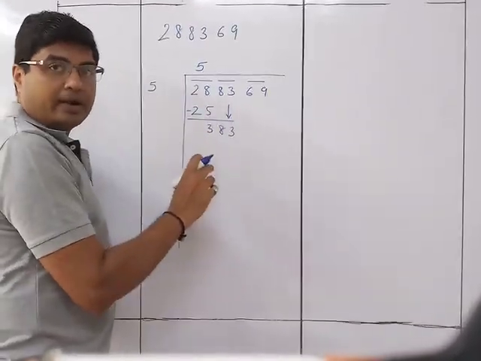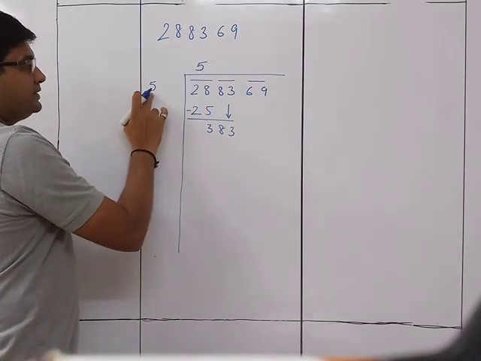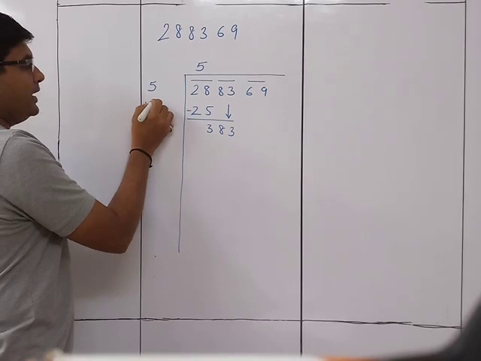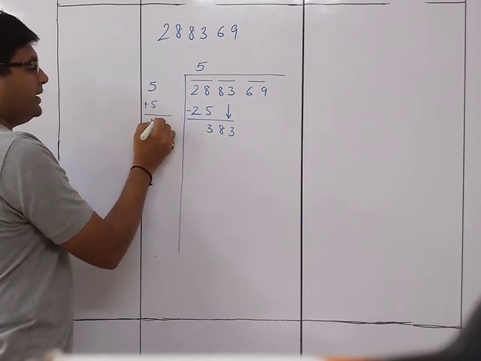Now comes the main point again. This number, whatever I have taken, I will add the same number over here and get a remainder as 10.